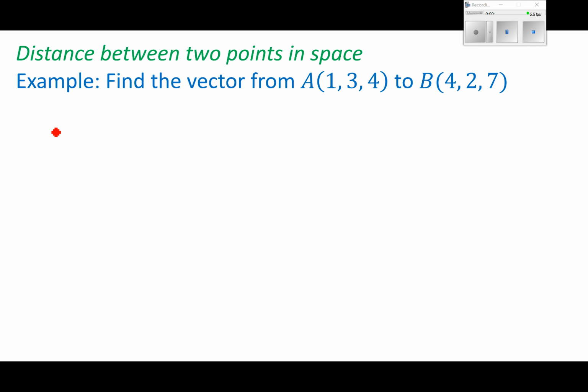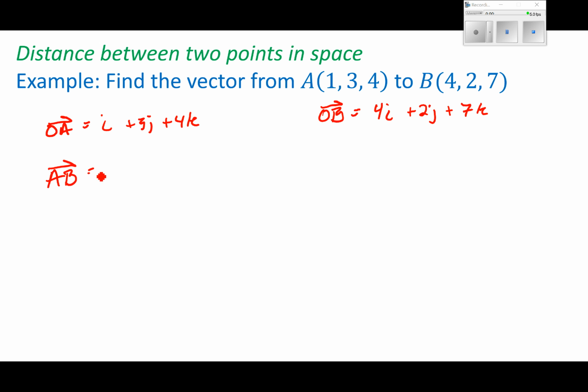We could say that OA is i plus 3j plus 4k, and OB is 4i plus 2j plus 7k. So that is written as position vectors in unit vector form. Well, again, I know AB is OB minus OA.